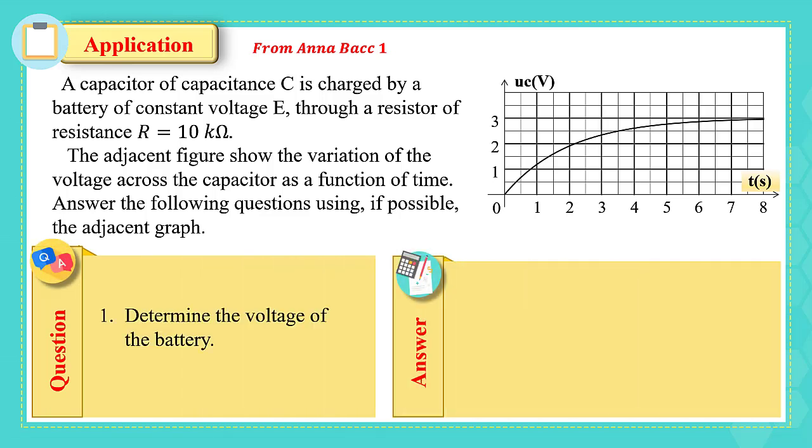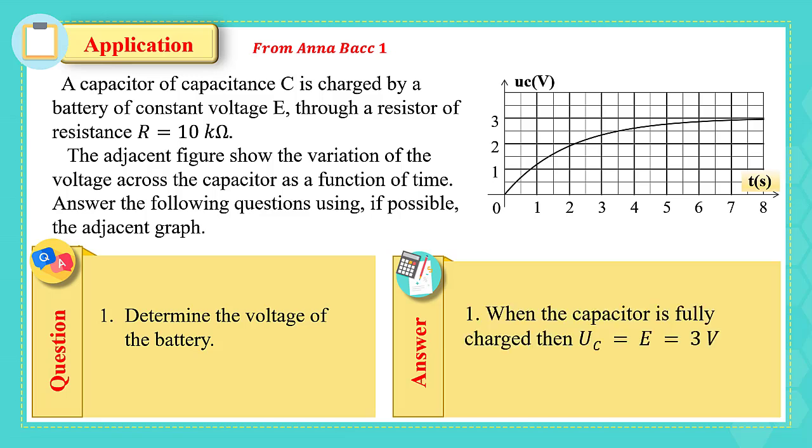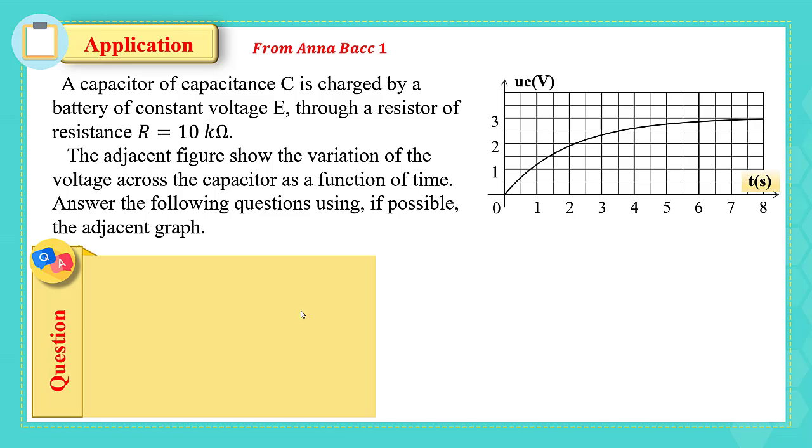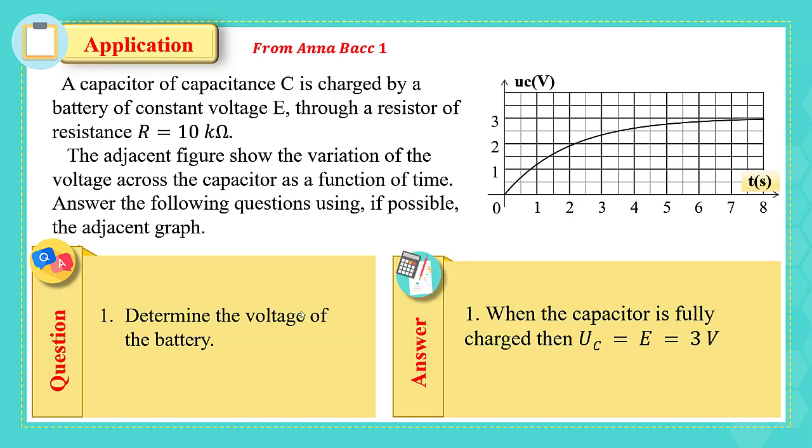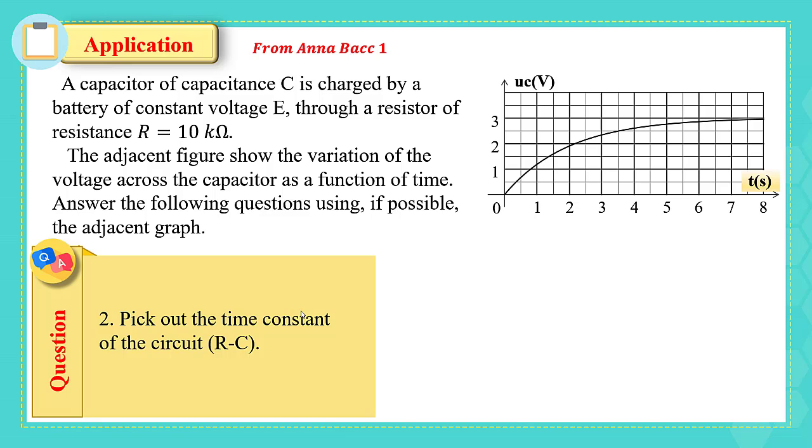Part 1. When the capacitor is fully charged, then UC is equal to E, which is equal to 3 volts. That is shown by this figure, that at time t equal to 5 tau, or at the end of the charging process, the voltage of the capacitor is equal to 3 volts. Then it is equal to the voltage of the battery.